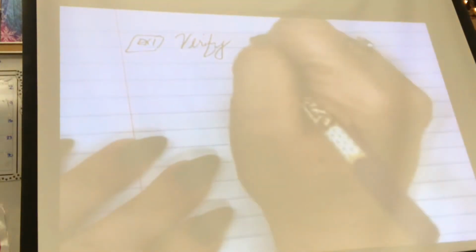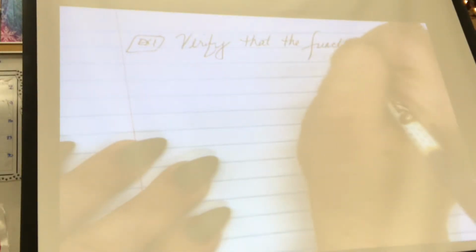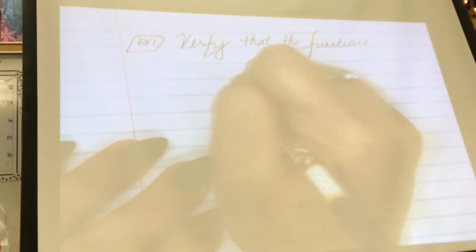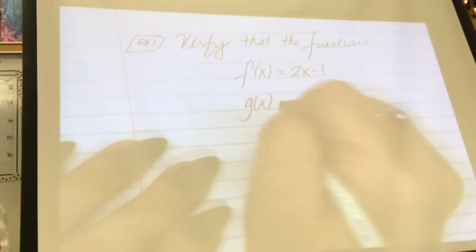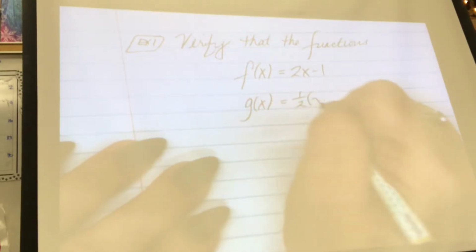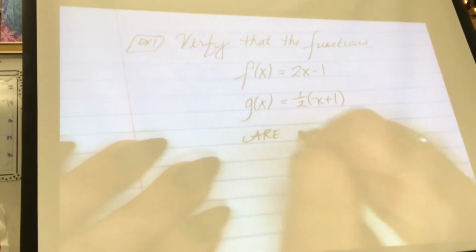Example 1. Let's say we want to verify that the functions f of x equaling 2x minus 1 and g of x equaling 1/2 x plus 1 are inverses.